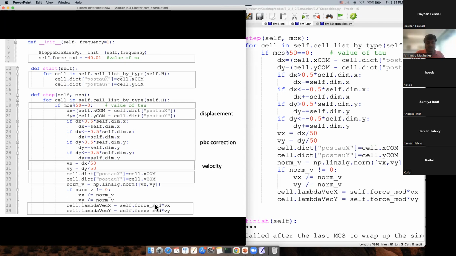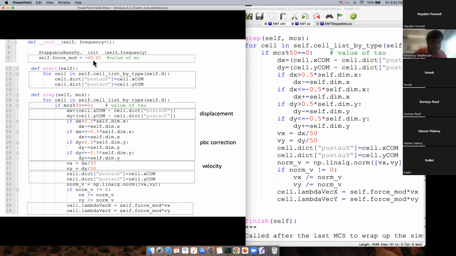We'll multiply this by self force mod. This is the value of mu. You need to define this value before the start function. Some parameter you define here as self force mod. Just put some value there. You need to choose a negative value because this Hamiltonian is implemented as negative, so effectively it will be positive.